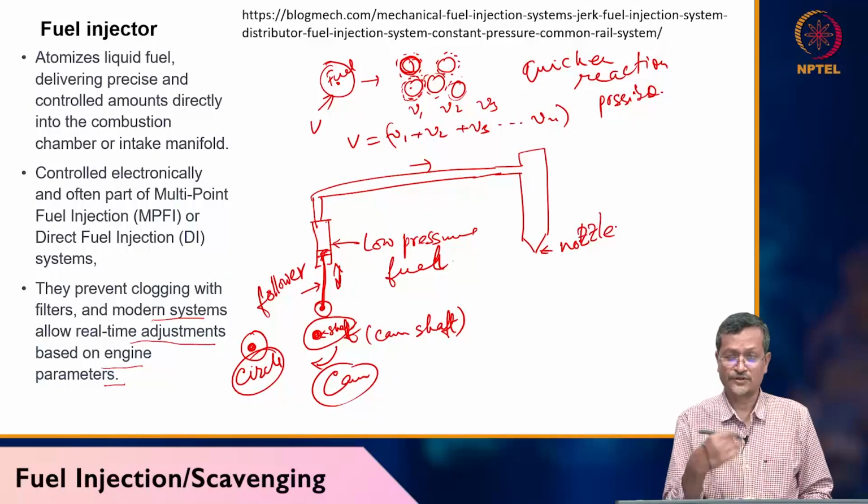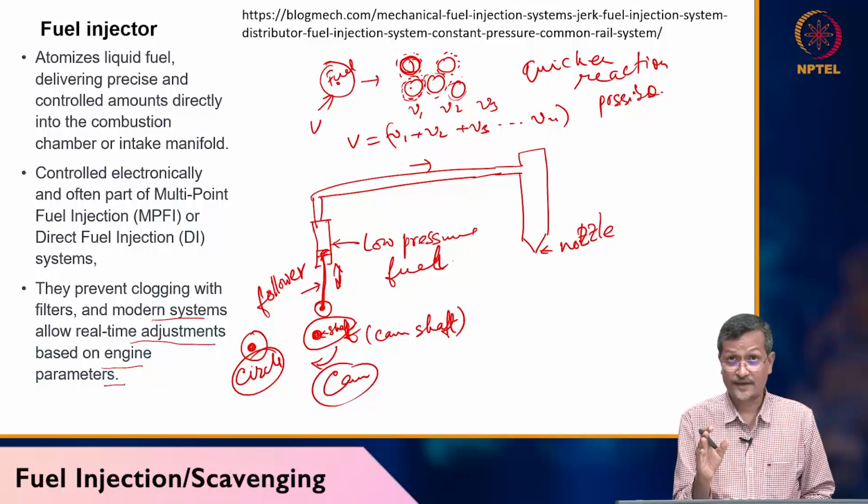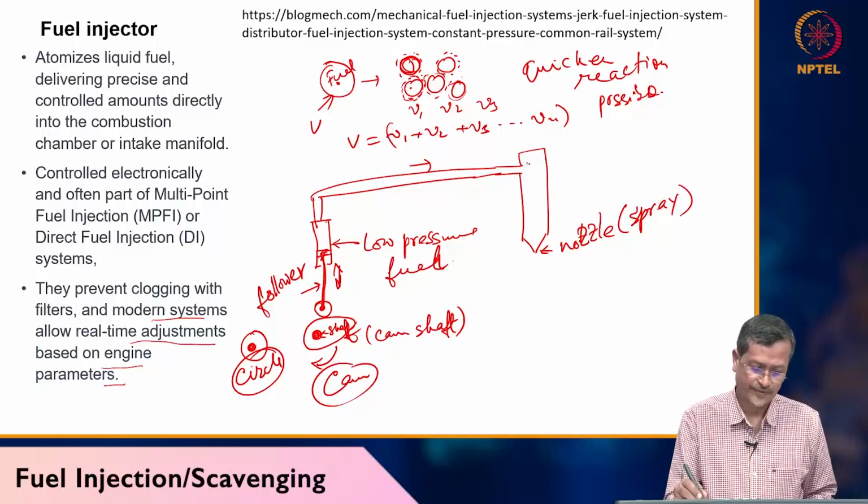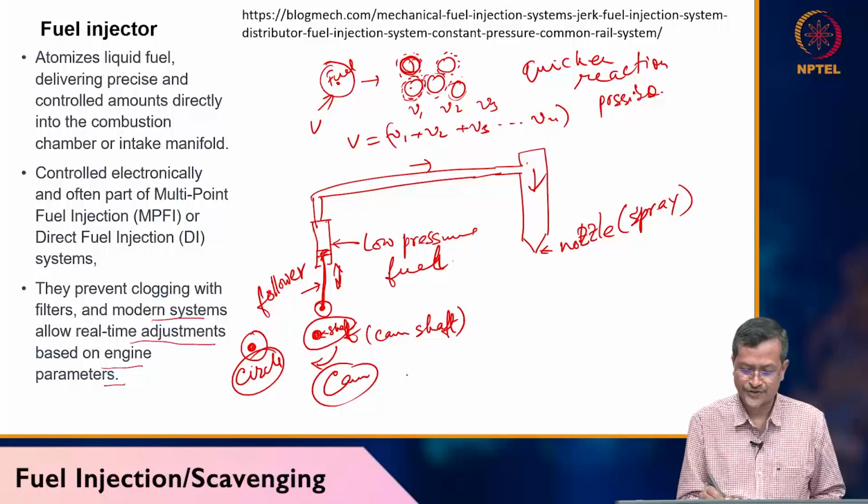What is the purpose of the nozzle? The nozzle will create a spray. Spray means it will break bigger particles into smaller particles, but it will not create steam or vaporization. It will create only liquid particles in liquid form, very small particles actually. So it will create spray. This is the nozzle, and the fuel injector is here. So this is called a jerk pump fuel injection system.